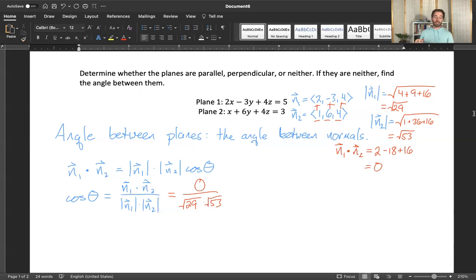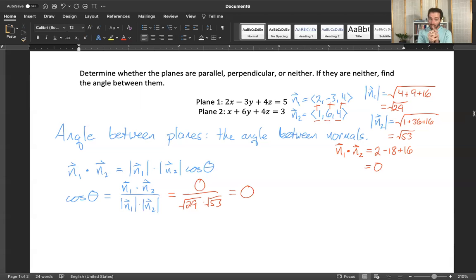I will put this into what we had. 0 over root 29 times root 53. I'm frankly a little bit glad that we don't need to figure out what root 29 times root 53 is. That would be inconvenient and messy. So the cosine is 0. At this step, if you had something other than 0, you would find an inverse cosine of the thing on the other side.